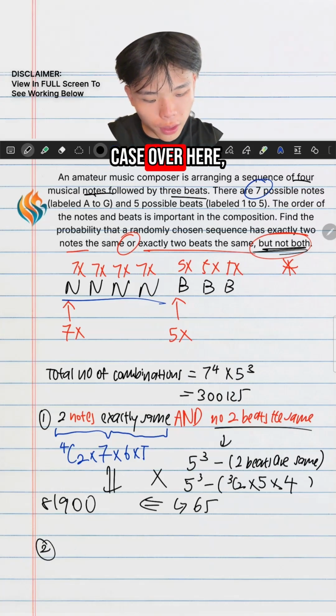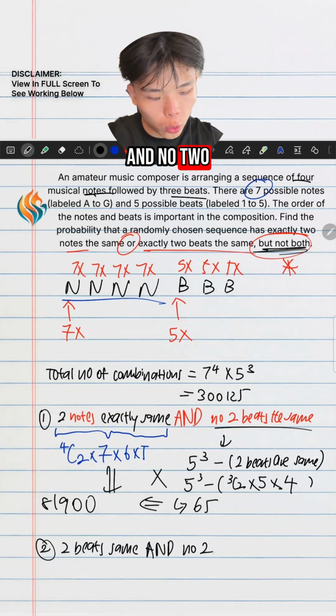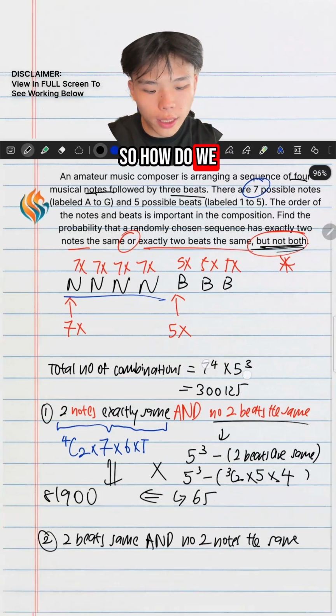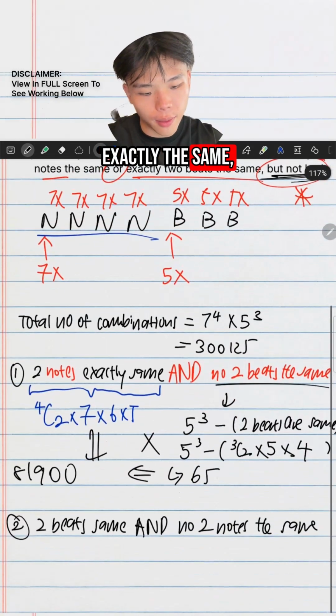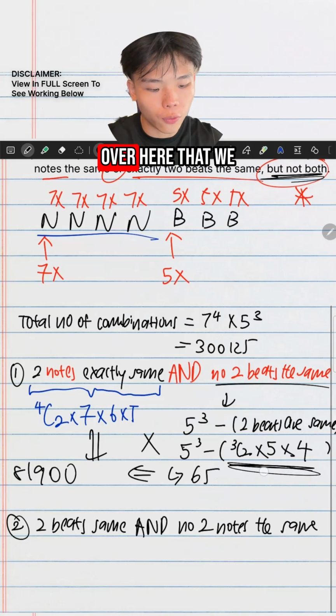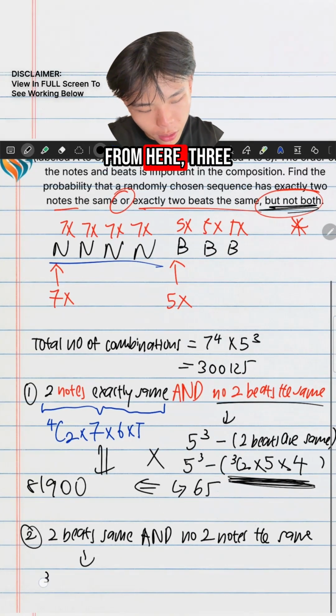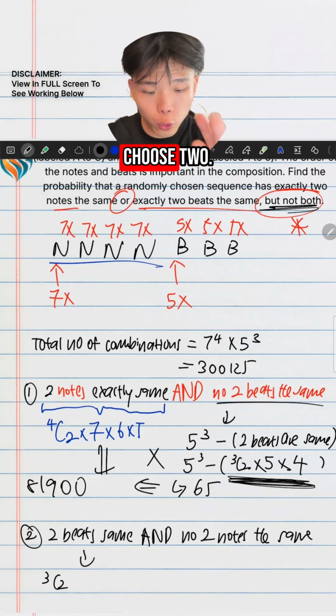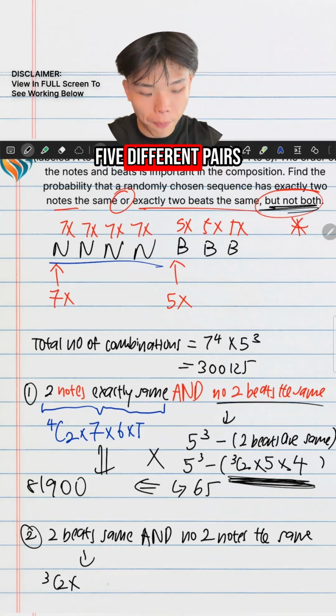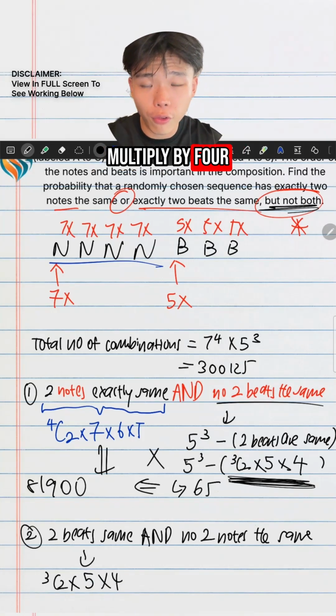Now the second case over here is the opposite. We have 2 beats the same and no 2 notes the same. So how do we calculate this? For 2 beats exactly the same, you realize that it's actually the value over here that we calculated earlier on, which we minus away, right? So it's just from here, 3 choose 2, right? 3 slots I choose 2. Once I choose the 2 slots, I have 5 different pairs that I can slot in there, and then I multiply by 4 for the last slot.